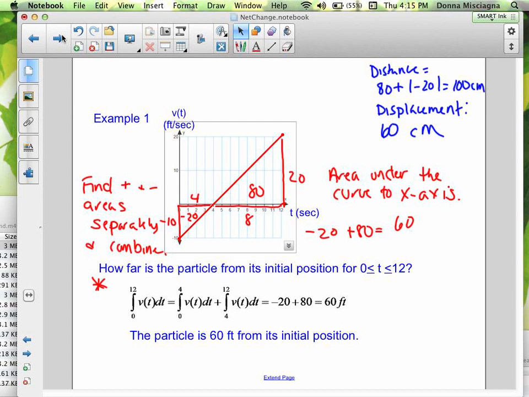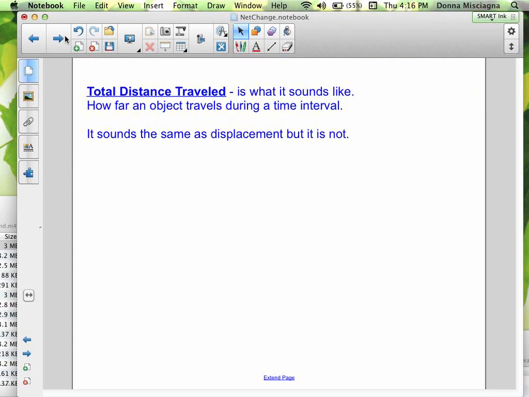But if we wanted to know the total change, it actually traveled 100 feet, right? We'd have to take the absolute value of that negative 20, right? So the distance traveled is 100 feet. The displacement is 60 feet. I don't know why I put centimeters up there. So make sure you know whether you want total distance traveled or displacement, your distance from your initial position.